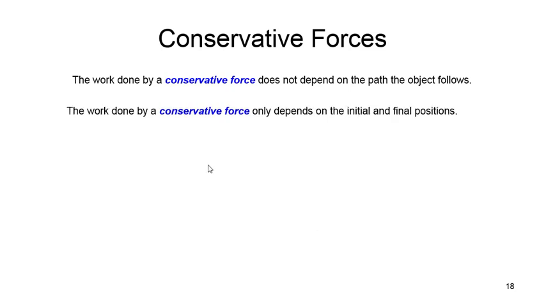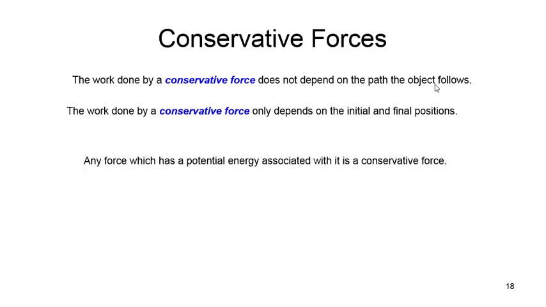Another way, saying the same thing here, is to say that the work done by a conservative force only depends on the initial and final positions of the object. That's what I was talking about, that it does not depend on the path. Another way to understand which forces are conservative forces is to say any force which has a potential energy associated with it is a conservative force. So gravity has a potential energy associated with it, and the spring force has a potential energy associated with it. So both of these forces are conservative forces.